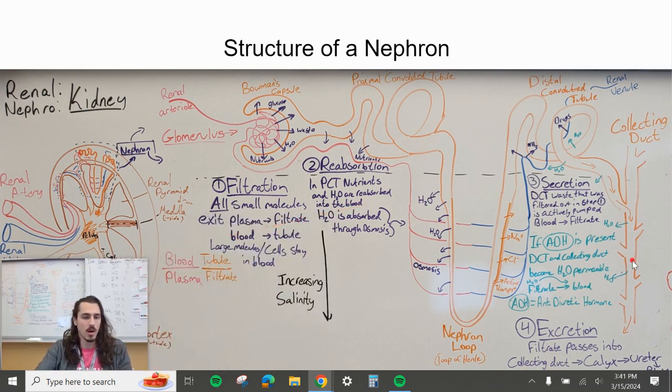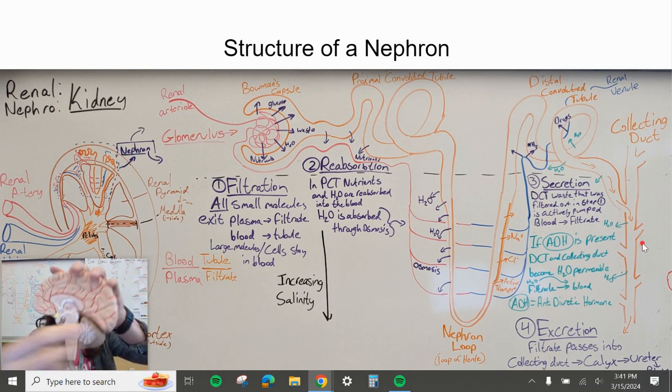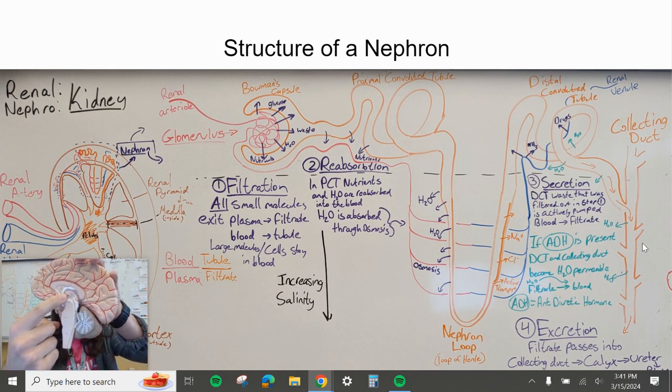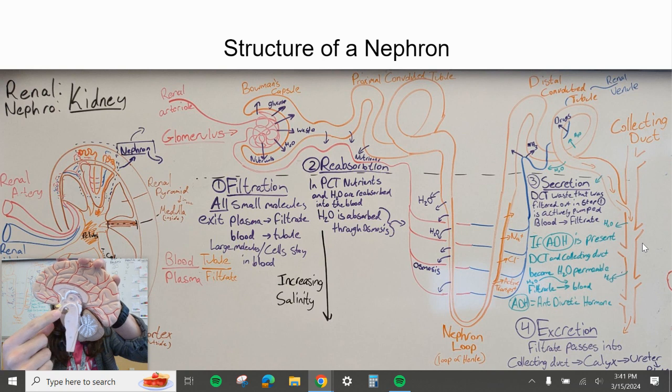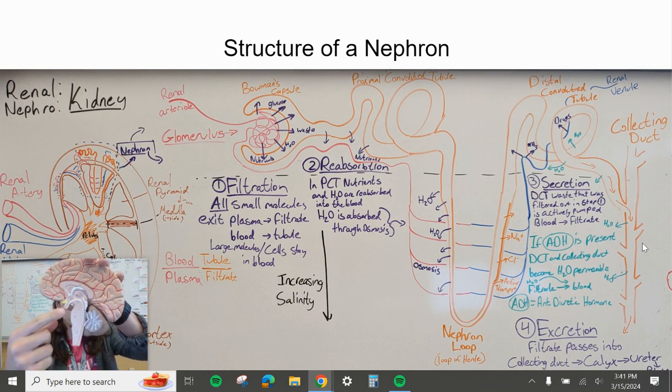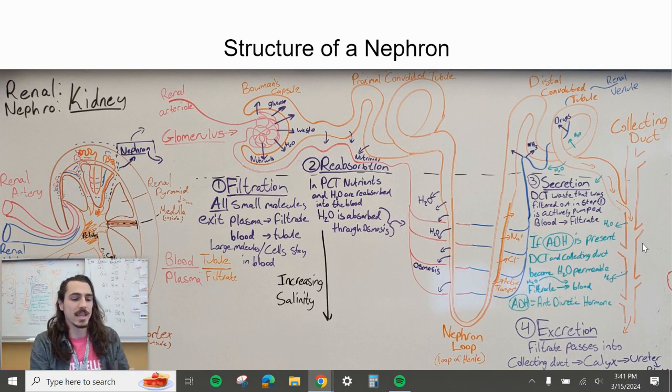Now, if you are dehydrated, then your brain, your hypothalamus, which I'll show you right here, detects you don't have enough water in your blood, and it sends a signal to your pituitary gland, which is right here. And the pituitary gland releases a hormone called anti-diuretic hormone. Now, a diuretic is something that makes you pee a lot. So an anti-diuretic is something that's going to stop you from peeing a bunch.